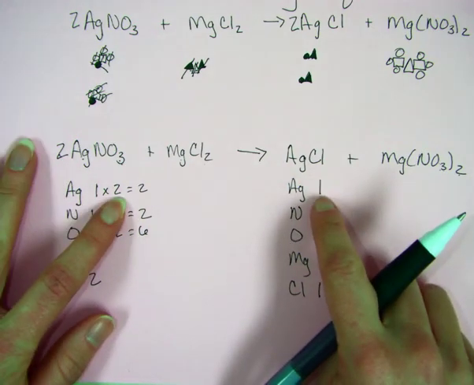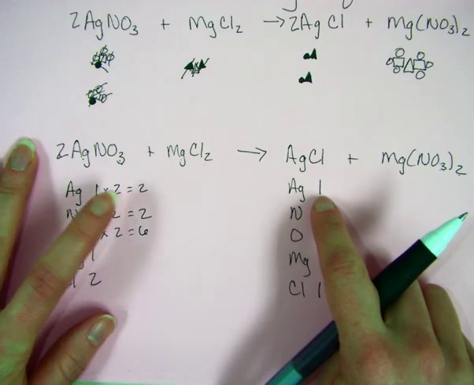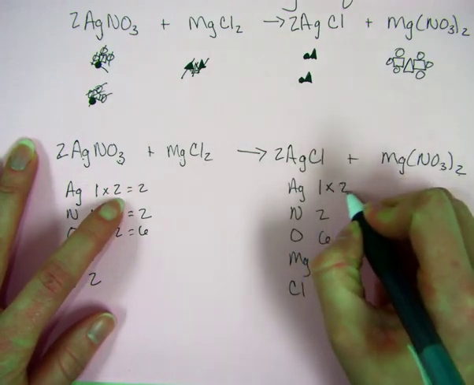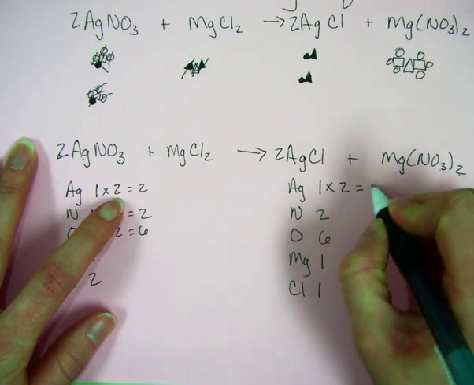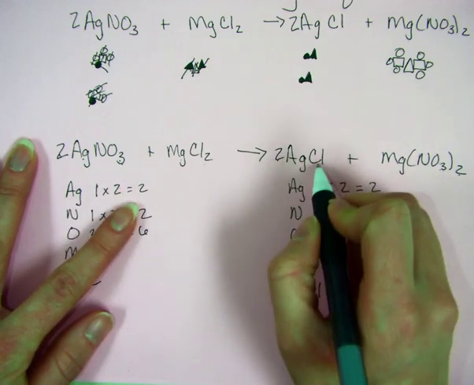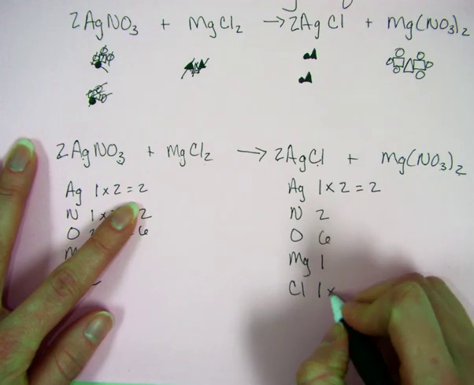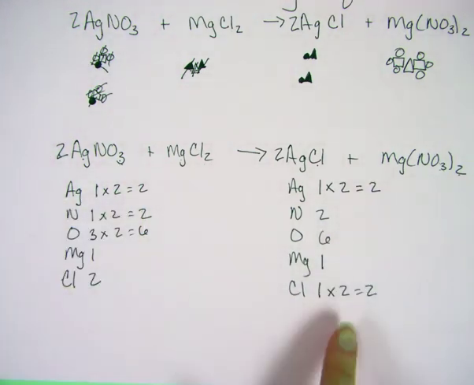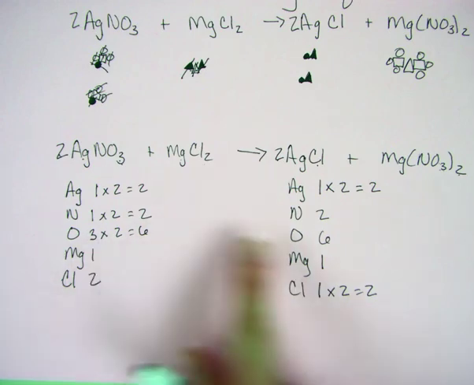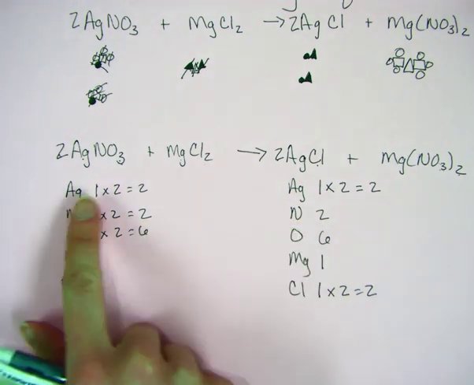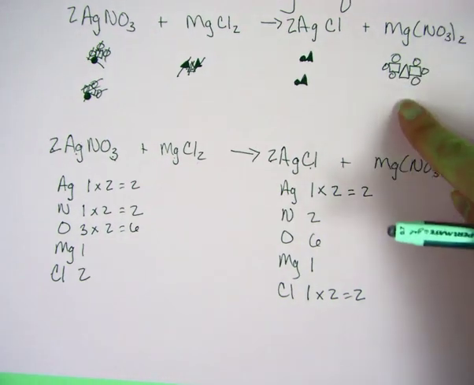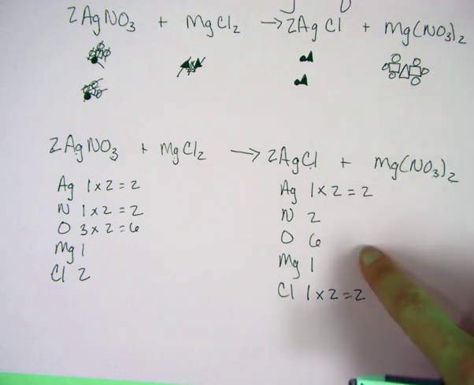We need to fix our silvers now. Since we made this 2, we need to make this 2. So then I put my coefficient up and I write times 2 equals 2. But this 2 also applies to the chlorine now, so I have to multiply that by 2. And now my chlorines match, magnesium matches, oxygen matches, nitrogen matches, and silver matches. We have a balanced equation. So you can do this either way, with the particle diagram method or the counting method.